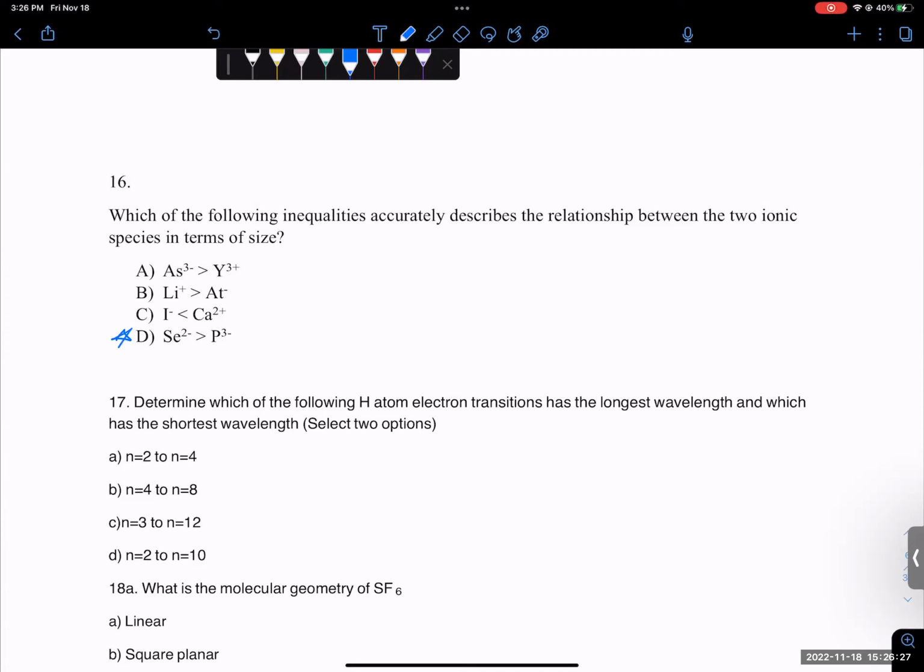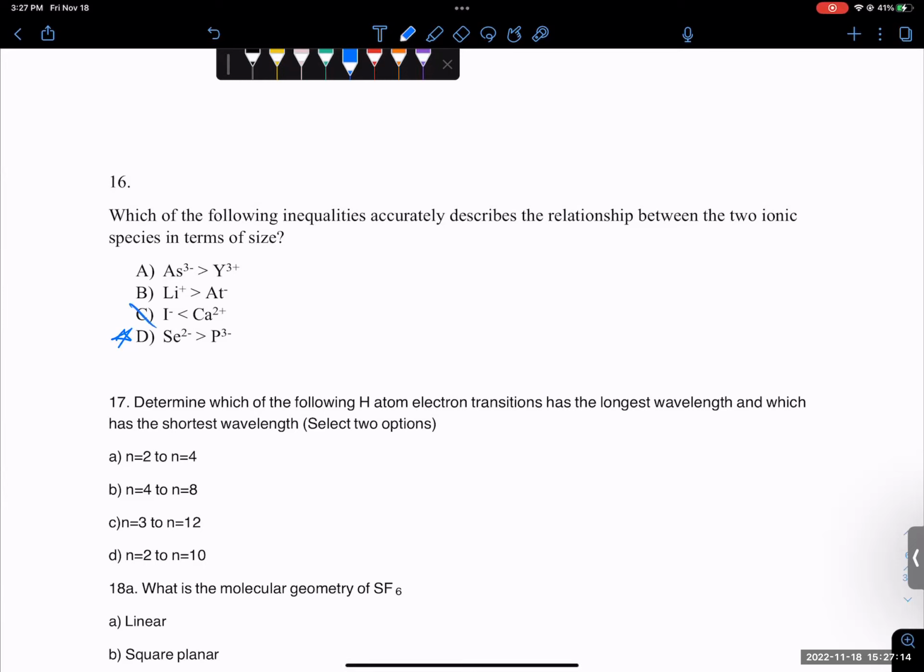What about I- being smaller than Ca2+? He says false. So if we look at I-, it has the same configuration as xenon, whereas Ca2+ would have the same configuration as argon, right? Between xenon and argon, which one's larger? Xenon. I- is also further down, so I- would be larger. Cations are smaller, Ca2+, right? So that's not our answer.